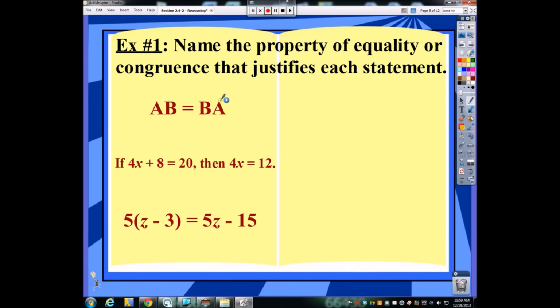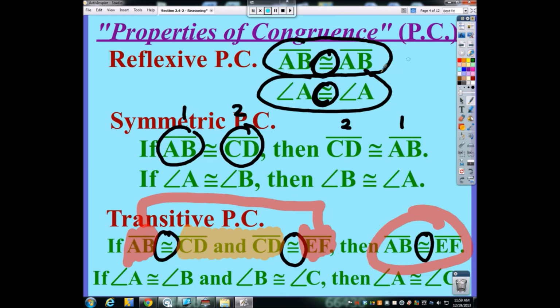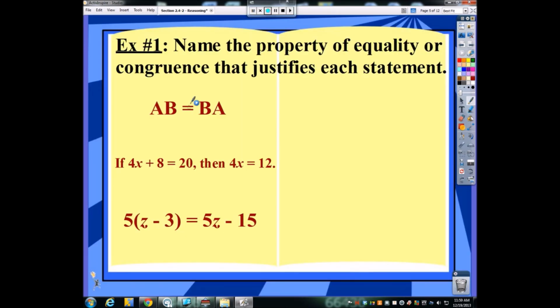But if there's not segment pieces up there, then we're talking about more the measure, the numerical value. So if we say segment AB is equal to segment BA, some of you might be tempted to say, oh, well, look, Mr. G reversed the order. That's a symmetric property. But again, remember, symmetric property, if we just jump back here, it has 2 equal or congruent signs. This only has 1. This is really the reflexive property.